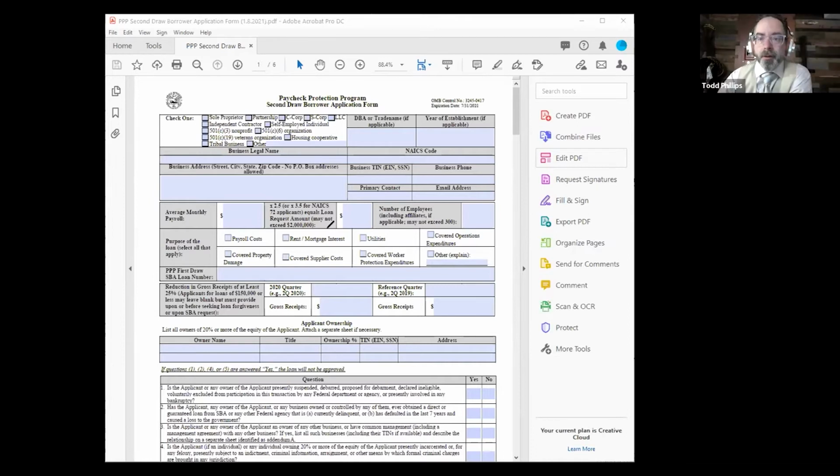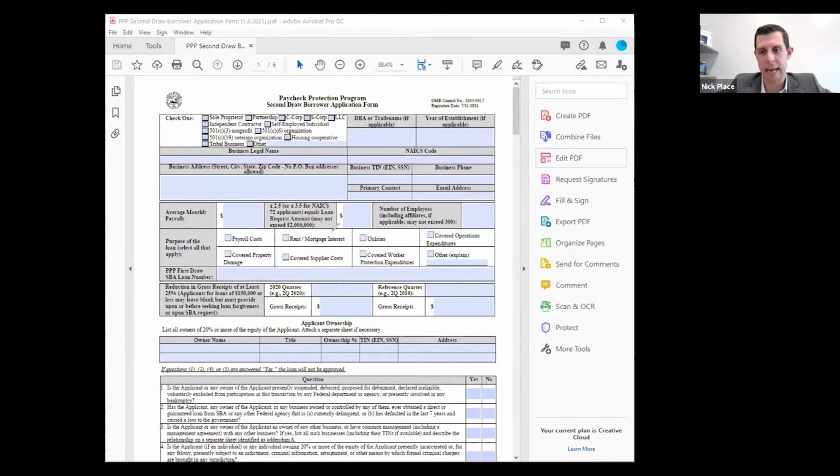And I'd suggest referring back to those sites multiple times. They are constantly adding new guidance, new frequently asked questions. So if you don't get your answer right away and you can't get it from your financial institution, I just encourage you to reach back out to those websites because they do constantly update them.